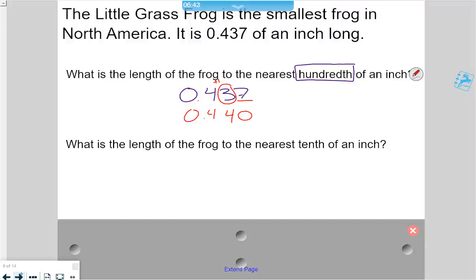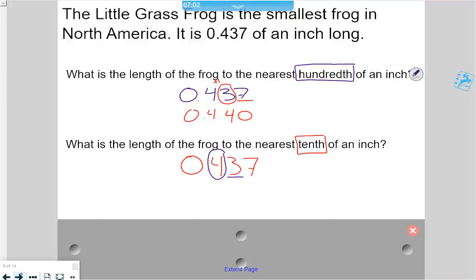All right, let's try to the tenth of an inch. So we're going to take our same number, 0 and 437 thousandths. This time we're going to go to the tenths. Underline to the right.